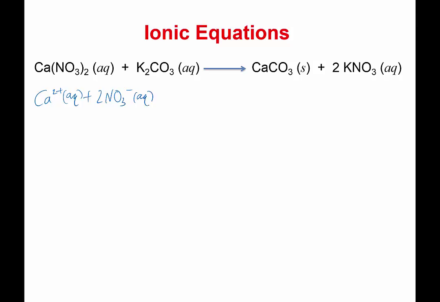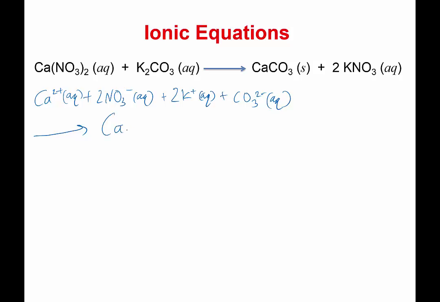So the subscript after ions becomes a coefficient when we dissociate the ion. And then potassium ions, actually there's 2 of them, so 2 K+ aqueous, and then carbonate is CO3 2- aqueous. So here I've taken the reactants and dissociated them into their ions. And now, down below, I'm going to write the products.